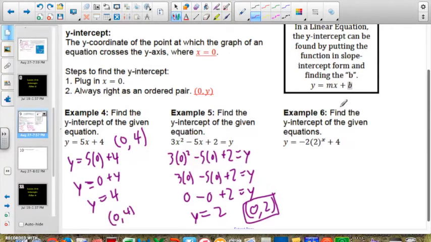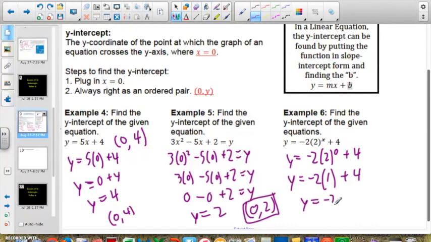Alright, last example, an exponential. We're going to plug in 0 for x here. Now the important thing that you're going to need to remember on this is our exponent property of 0. Remember, anything raised to the 0 power is going to be 1, not 0. That's a common mistake people will make when they're finding the y-intercept. And then we're going to simplify.